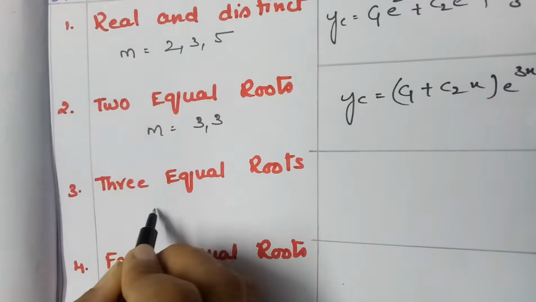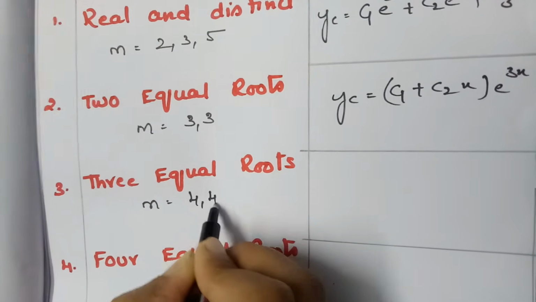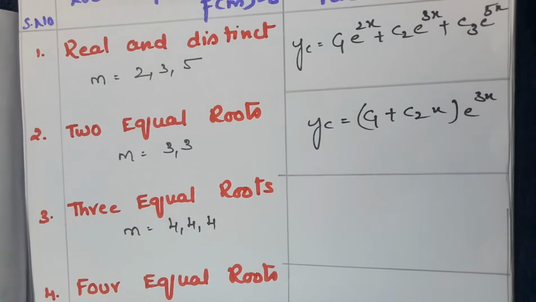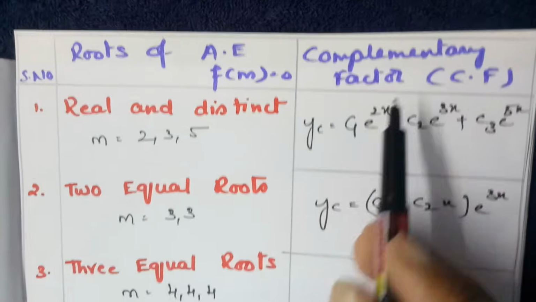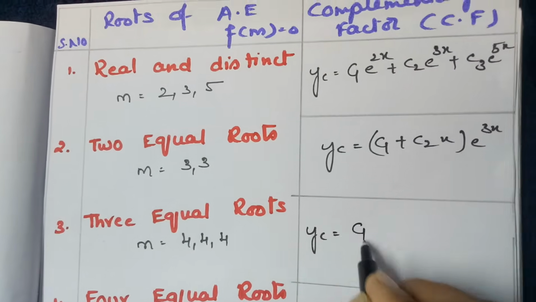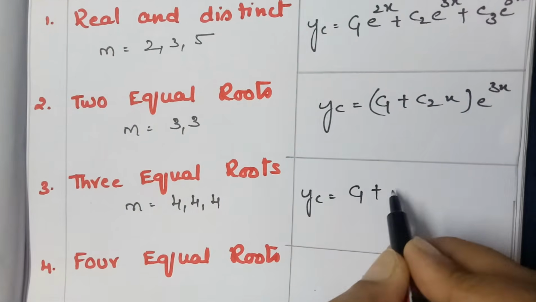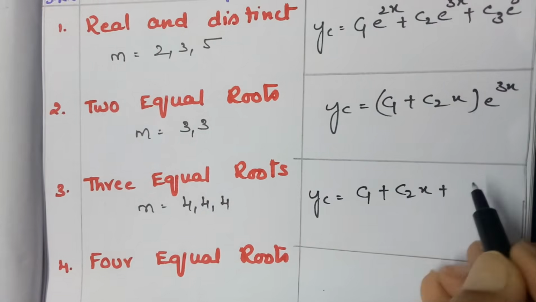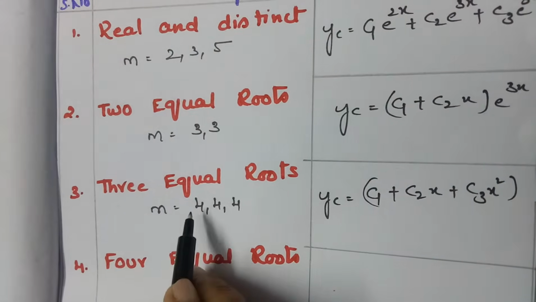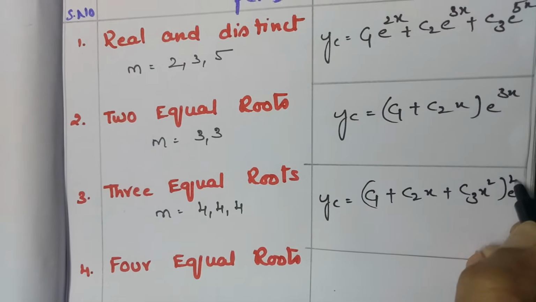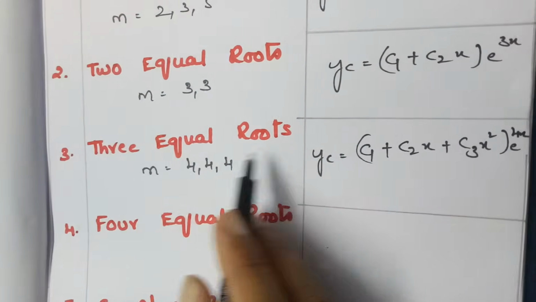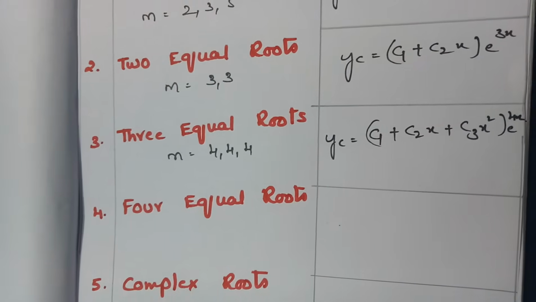If there are three equal roots, for example, if I got 4, 4, 4 after solving the auxiliary equation, then how to write this complementary function? The complementary function yc we can write as c1, see here, for two equal roots it is c2x, and we have to extend one more, that is c3 into x square into, what is this equal root? 4, that is e power 4x. That is how we have to write if we get three equal roots after solving an auxiliary equation.